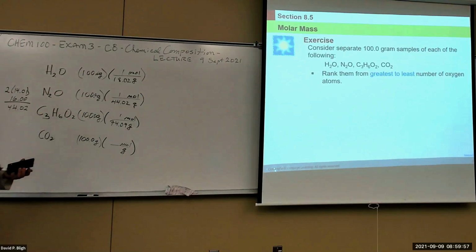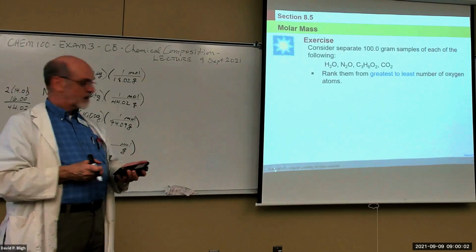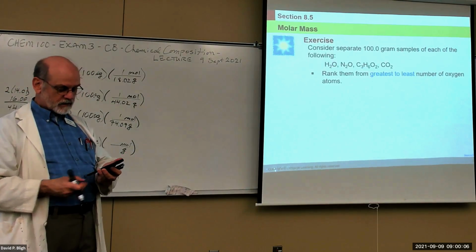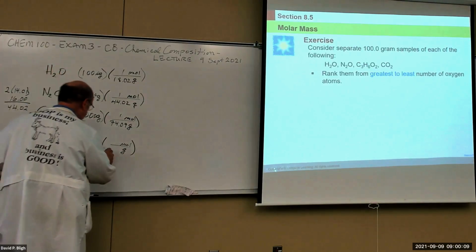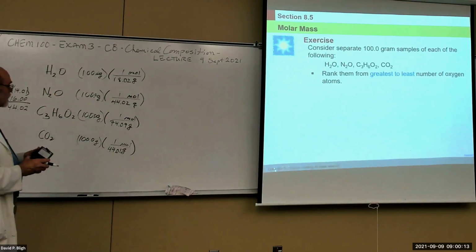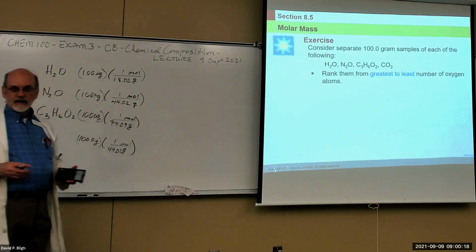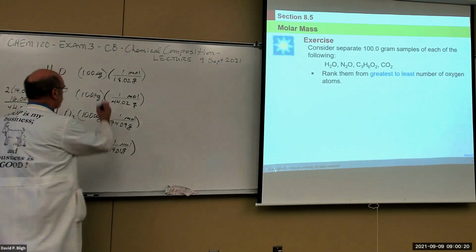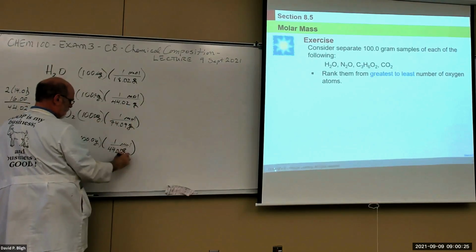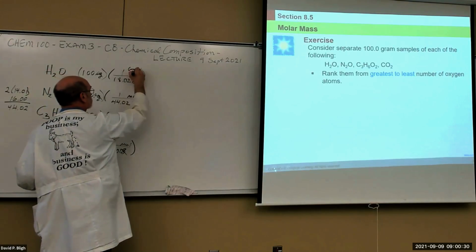Okay? Carbon dioxide. Carbon's 12.01, correct? 12.01. And 2 oxygen is, again, 32. So that's 44.01. There you go. Now what we need to do is divide each one of these into 100. Well, why don't we chain them together? We got rid of the grams, right? Now we got moles of compound, right? Each one of these is compound.